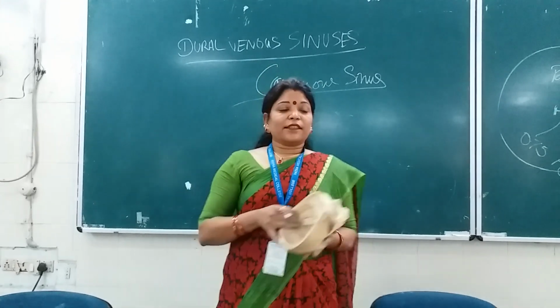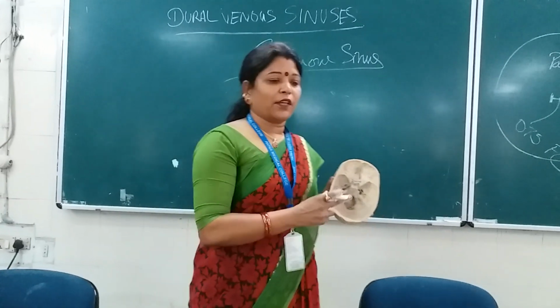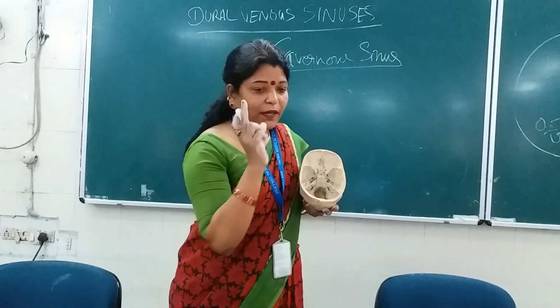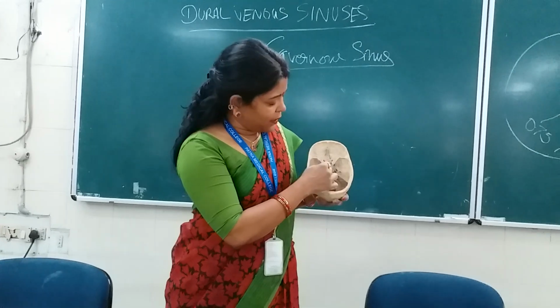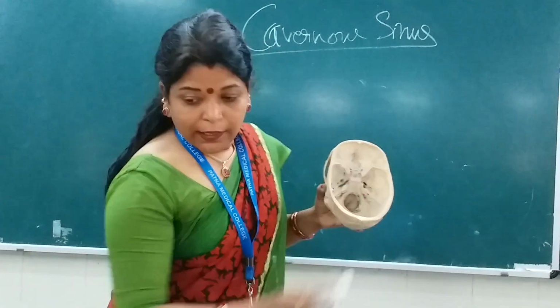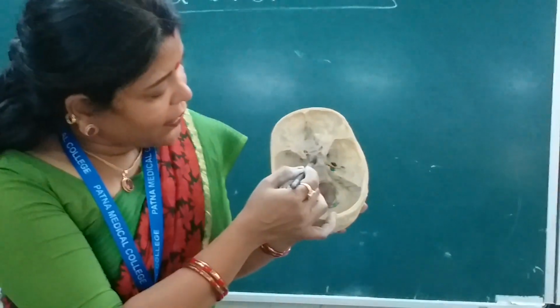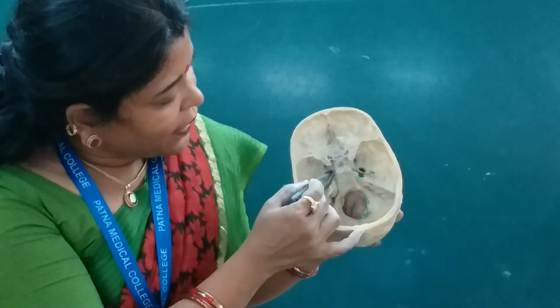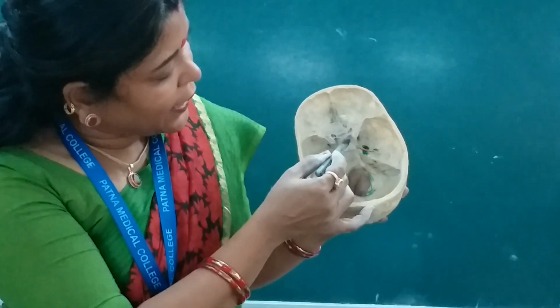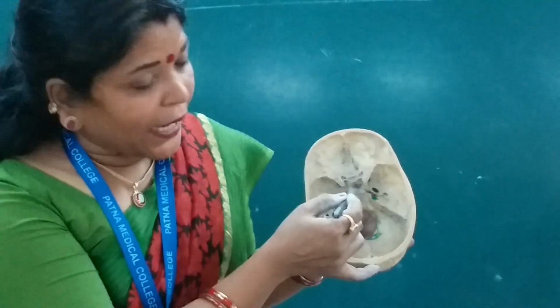And this cavernous sinus is present in the middle cranial fossa. It is a paired sinus, as we have just discussed. It is present in the middle cranial fossa, at the junction of the body with the greater wing of the sphenoid. This is the body and this is the greater wing of the sphenoid. At their junction there is an elongated structure, 2 cm long, here. This is the site where the cavernous sinus is situated.